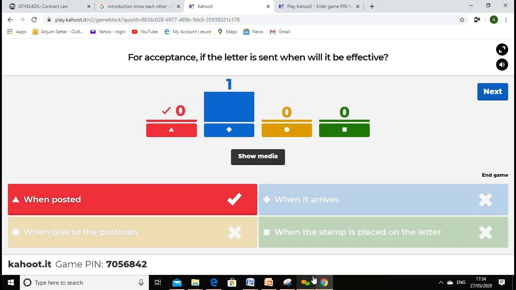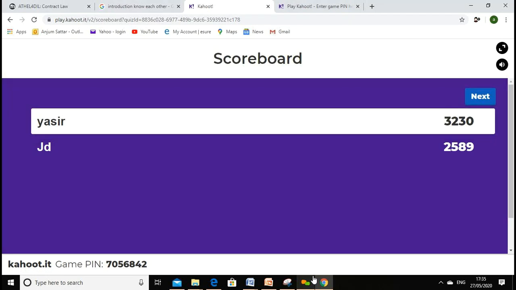In the previous question, yes. For acceptance, if the letter is sent, when will it be effective? We agree, we send it, yes. The posted date will be counted. So for an offer it is when you receive it, yes, and for acceptance it is when it is posted.